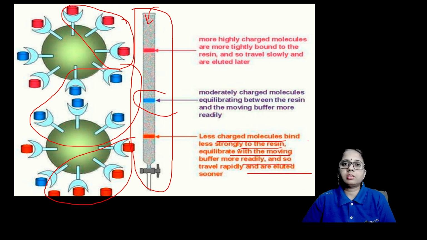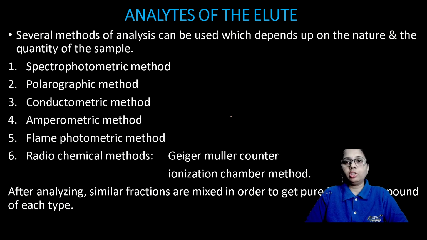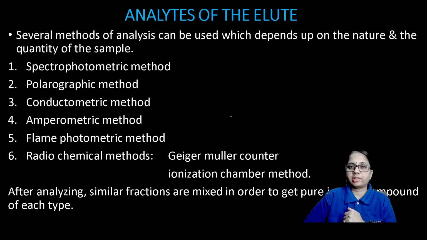In this way we can understand the binding capacity, and how ion exchange takes place. Coming to the analytes of the eluate, how are these analytes detected? Fractions are collected in ion exchange, and how can we detect those fractions?